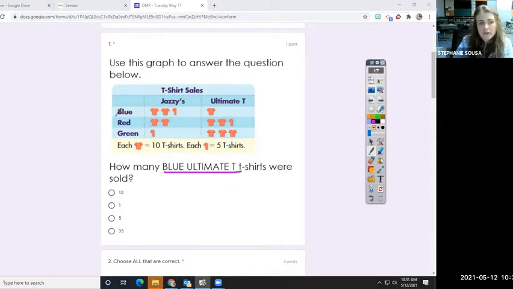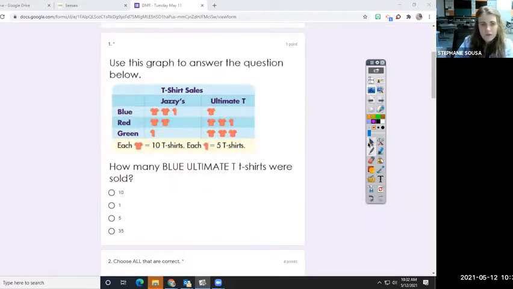I'm going to take a look at blue. I'm going to take a look at the Ultimate column. Blue Ultimate has one t-shirt picture. Down here, my key or scale tells me that one t-shirt picture is equal to 10 t-shirts. So 10 should be your correct answer. Questions on that one?